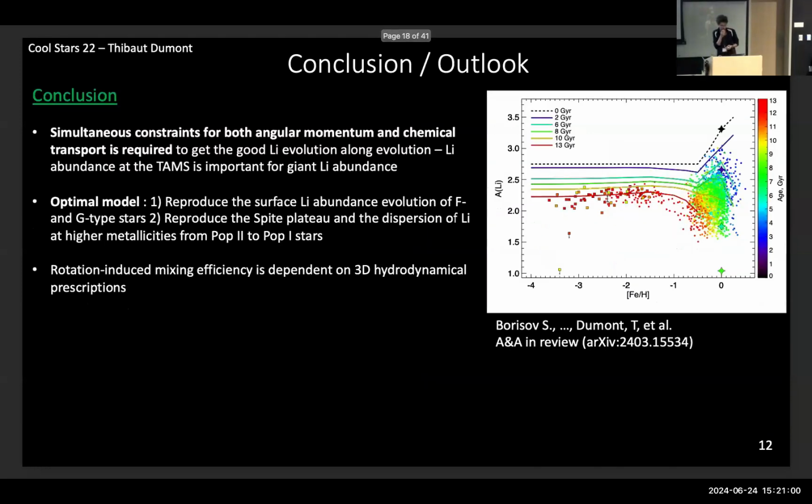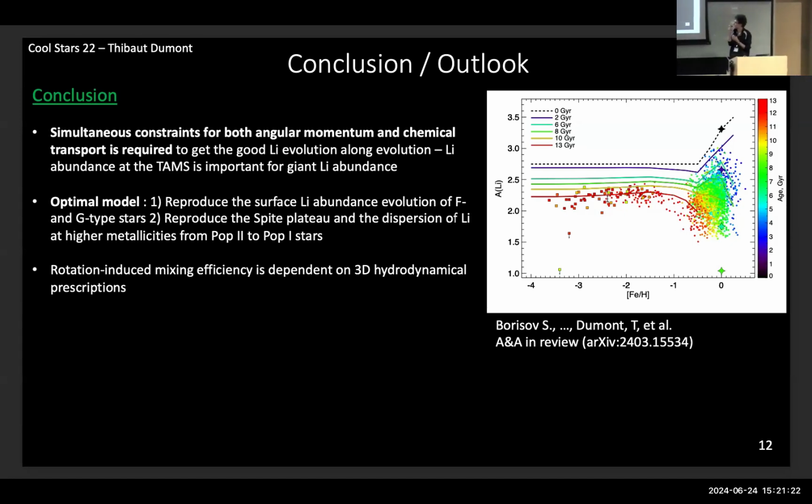Okay. And to conclude, here I wanted to say a few things. First, if you want to reproduce lithium, it's important to reproduce simultaneously the constraint for the chemicals, but also for the transport of angular momentum, because the transport of lithium is linked to the transport of angular momentum in the star. And so you have the constraint on the rotation and on the chemicals.